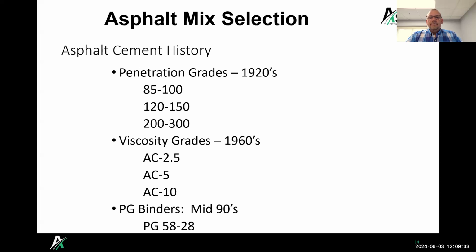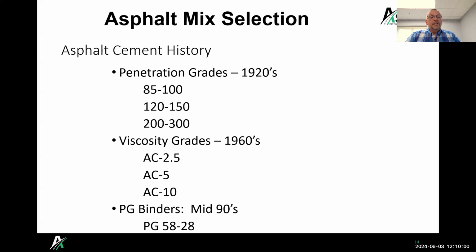Both of those, the pen grades and viscosity grades, worked fine. They were empirical tests, basically run at given temperatures, and basically telling us how soft that liquid asphalt is or how stiff it is at that certain temperature. They didn't provide a lot of information over the entire range of temperatures.